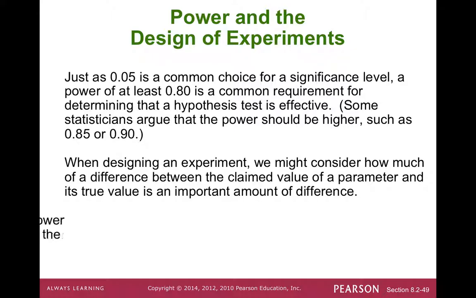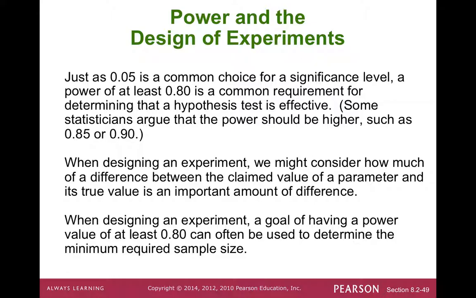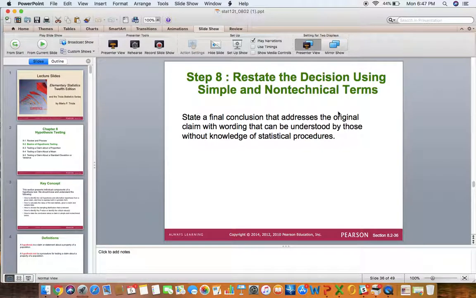Like I said, I don't want you to spend a whole lot of time on this, but basically when you design an experiment, a goal of having a power value of at least 0.8 is often helpful when you're trying to determine how big your sample size actually needs to be. But enough about that. All right, that ends section 8.2. And this actually concludes the material that will be covered for Math 120 this semester.